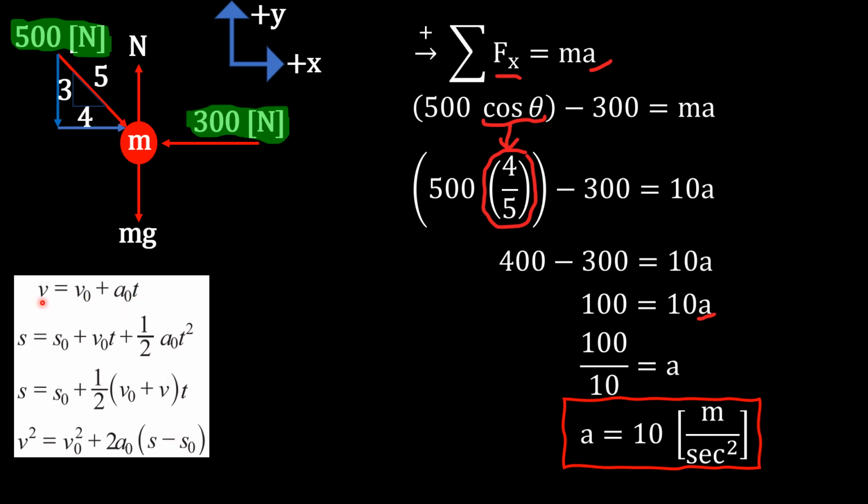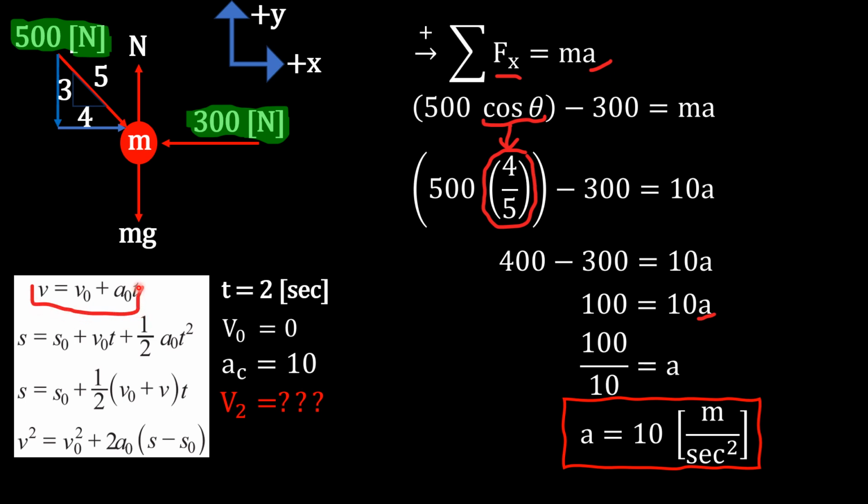So let's take a look at the first equation. So what are we given? We are given 2 seconds. Initial velocity, or velocity at 0 seconds, is 0. Acceleration constant is 10. And here we want to know the velocity at 2 seconds, or final velocity. So if you take a look at this first equation, we want to find the final velocity, okay? We have the initial 0, acceleration is 10, and time is 2. Good, so I think we can use this.